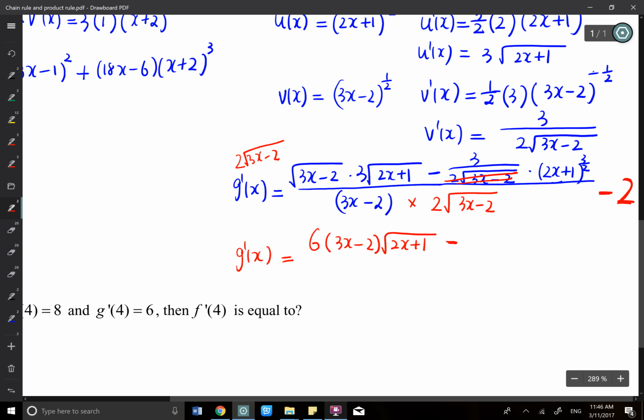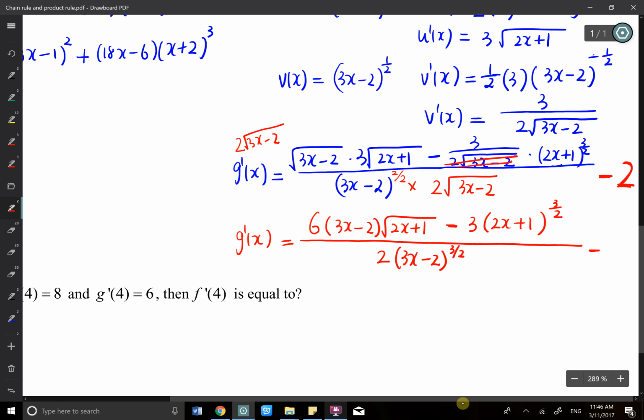minus, that is a 3 bracket (2x + 1) to the power of 3 over 2, and then over, that's 2 lots of (3x - 2) to the power of 3 over 2. That is a 2 over 2, that is a 1 over 2, so in total it will be a 3 over 2. And then I will minus 2 here. So that will be the simplified version.